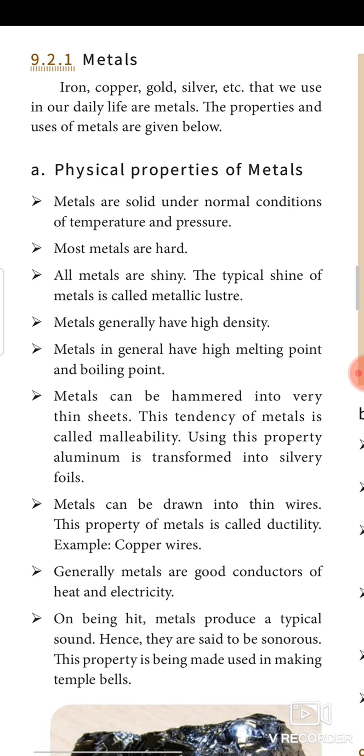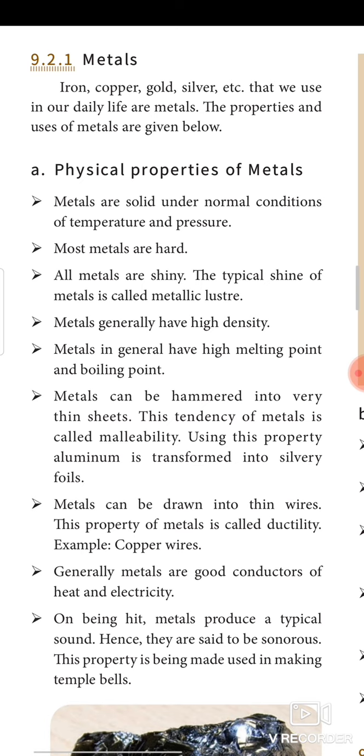Second thing, most metals are hard. Thirdly, the metals are shiny. The typical shine of metal is called metallic luster. All the metals are shining. Metals generally have high density. Their atoms and molecules are tightly bound together, so they have very high density.